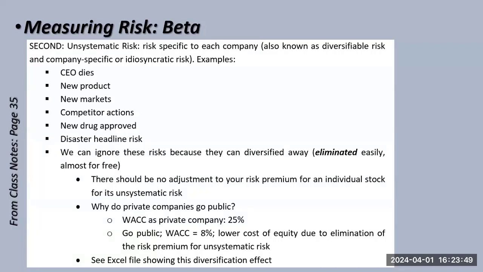And the capital asset pricing model says you can ignore those risks because if you have 20, 30 stocks, if a company has bad news, you're just as likely to have another company with good news and they'll offset each other. And that risk just completely disappears. So there should be no risk adjustment to your risk premium for unsystematic risk.